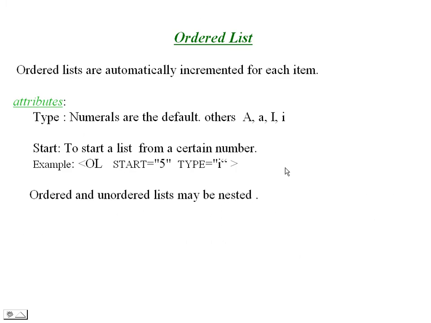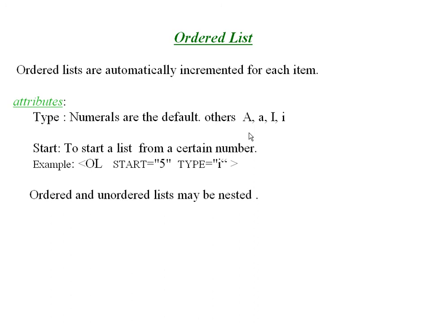Ordered list. Ordered lists are automatically incremented for each item. By default, they start with numbers, but we can use A or I. If you specify A, they start with A. If you specify I, they start with Roman numbers. Start attribute is used to start a list from a certain number.